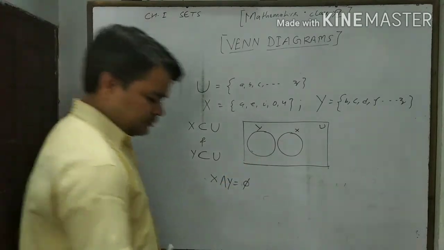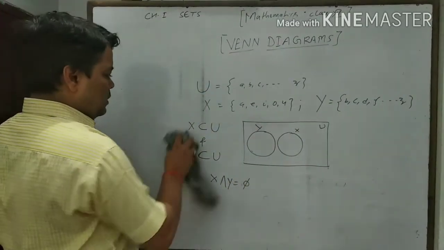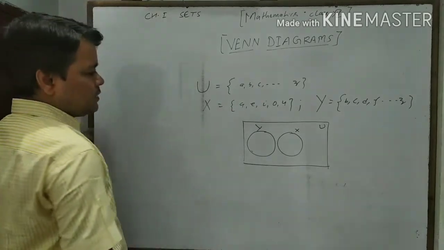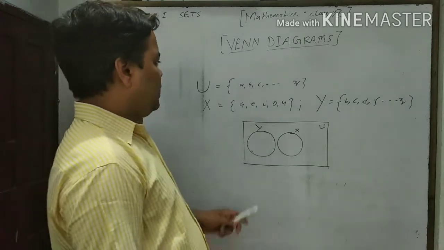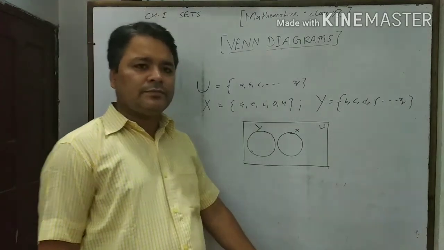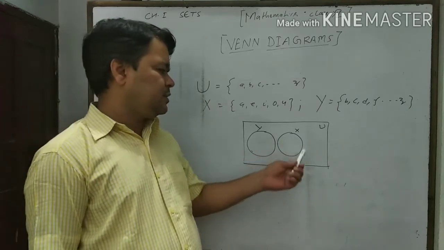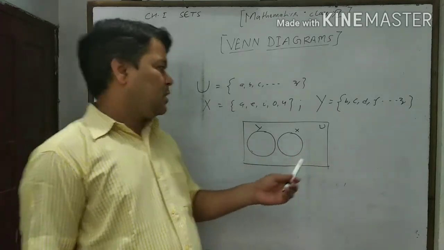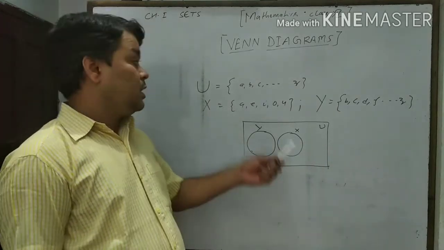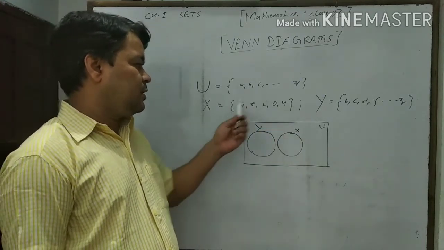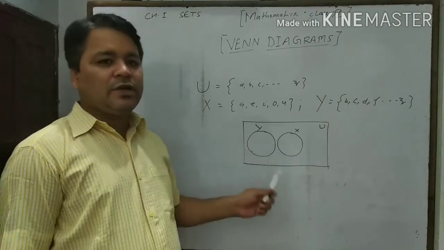In this way we can represent a Venn diagram. If the number of elements is small, then we can represent those elements. Otherwise we write the universal set and the other subsets symbolically.